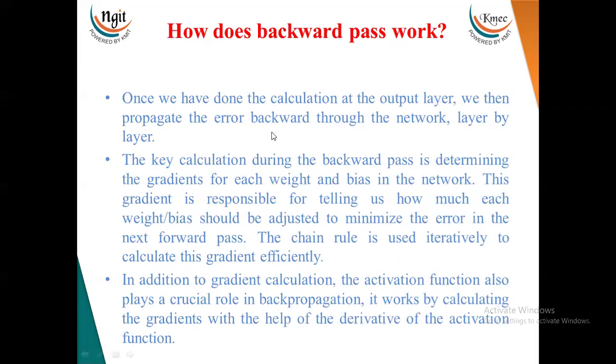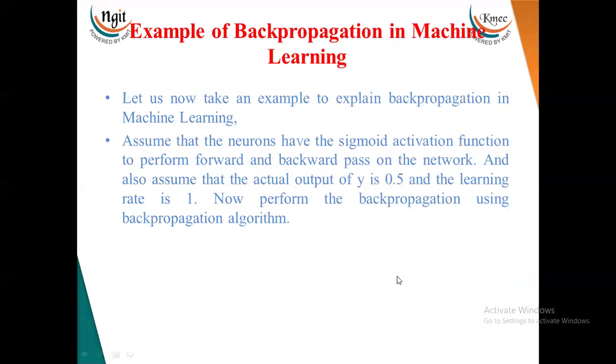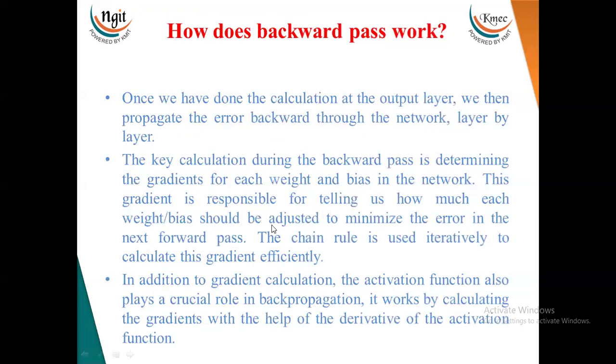So once we have done the calculation of the error, what do we have to do? You have to go back. You have to minimize the error. So what we are doing is crucially going back in order to calculate the optimal weights. We have to determine the gradients for each weight and bias in the network in the backward pass.